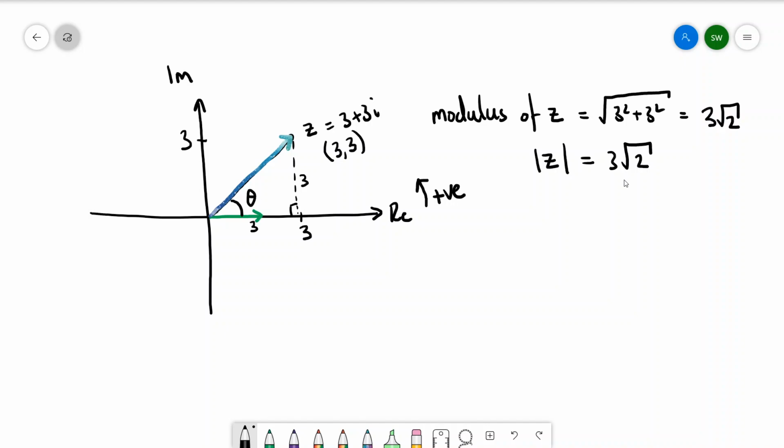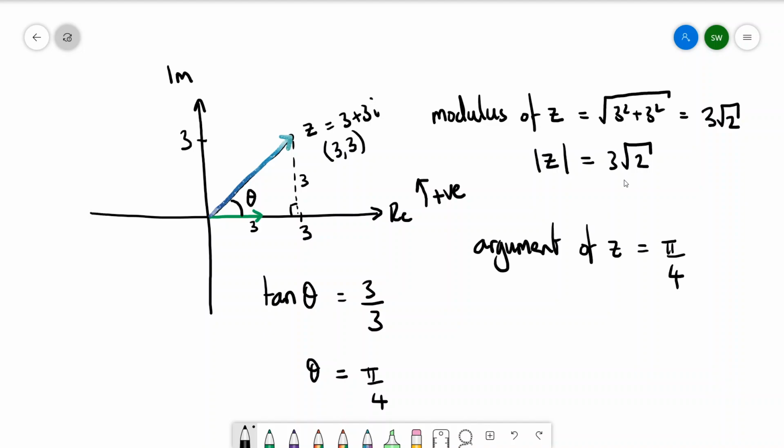So let's call that angle theta. So we can use tan to work out theta. So tan theta equals opposite, which is 3, divided by adjacent. And if you work that out, we're going to use radians, you'd get pi over 4. So this is what we call the argument of our complex number. So let's write that down. A shorthand way of writing argument is arg z.